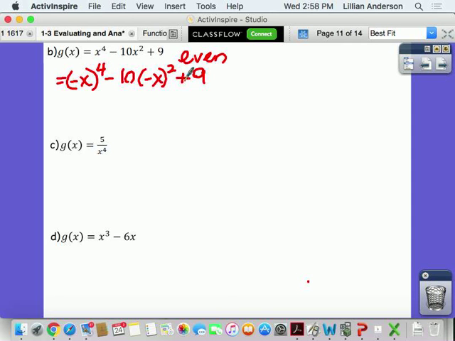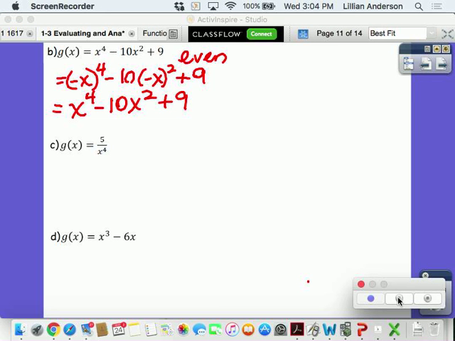So when you raise a negative x to an even power, what happens? It turns positive, and it's going to be a positive x to the 4th. What about here? Negative x squared, what is that? Positive x squared. Now that 10 does not change to a positive, it still stays a negative 10 because all we did was square the negative x. And we bring down the 9. Isn't this the exact same as the original problem? That's why it's even. I want you guys to give C a whirl on your own.